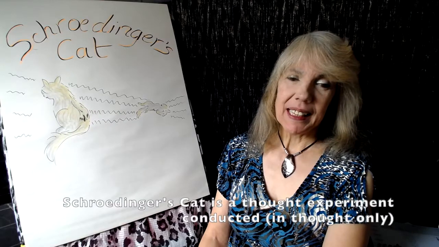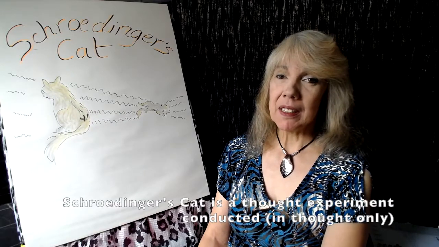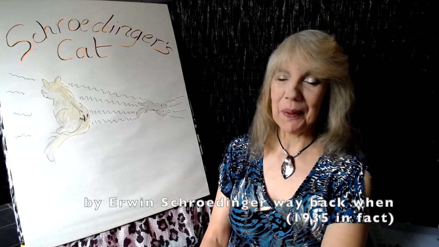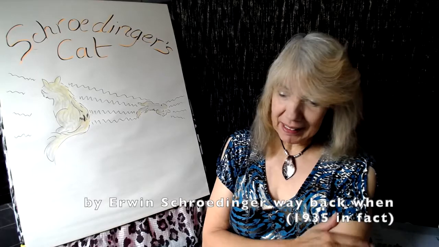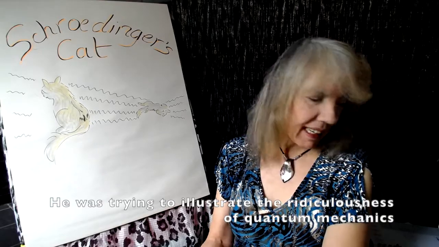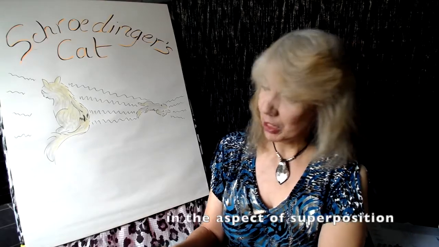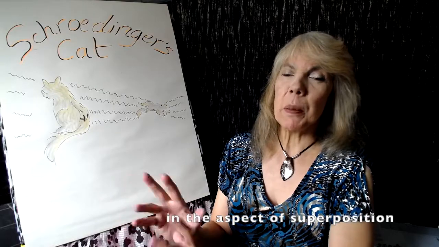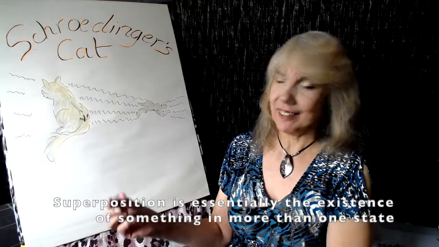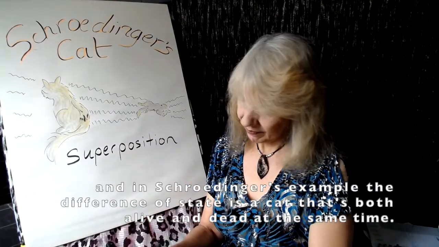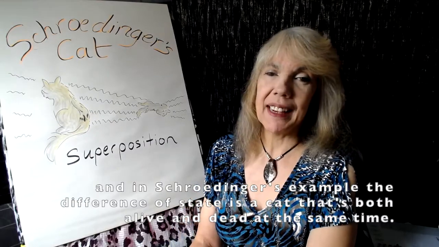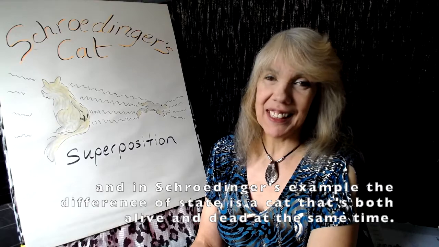Schrodinger's cat essentially is a thought experiment conducted by Erwin Schroedinger way back when, can't remember the date. You have to look that one up. And he was trying to illustrate the ridiculousness of quantum mechanics in the aspect of superposition. Superposition essentially is the existence of something in more than one state. And in Schrodinger's example, the difference of state was a cat was both alive and dead at the same time.